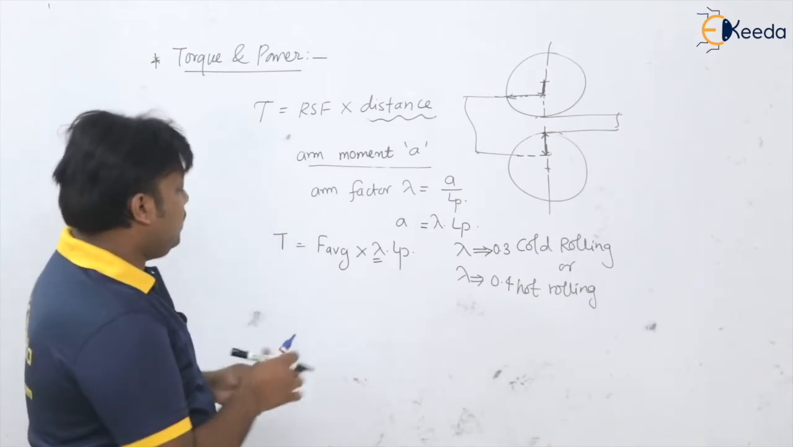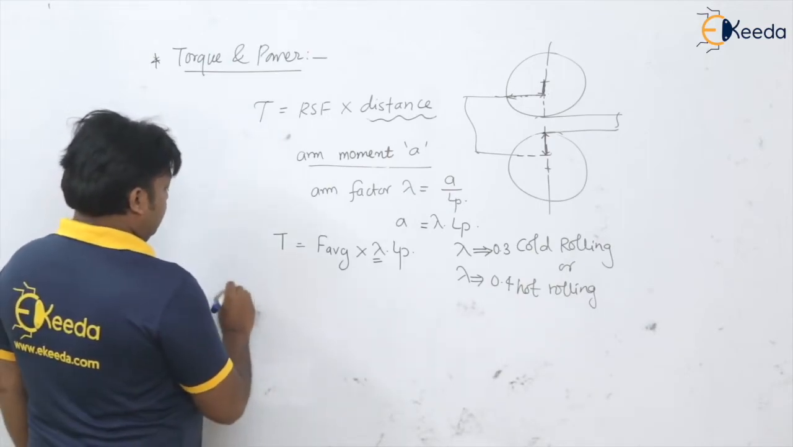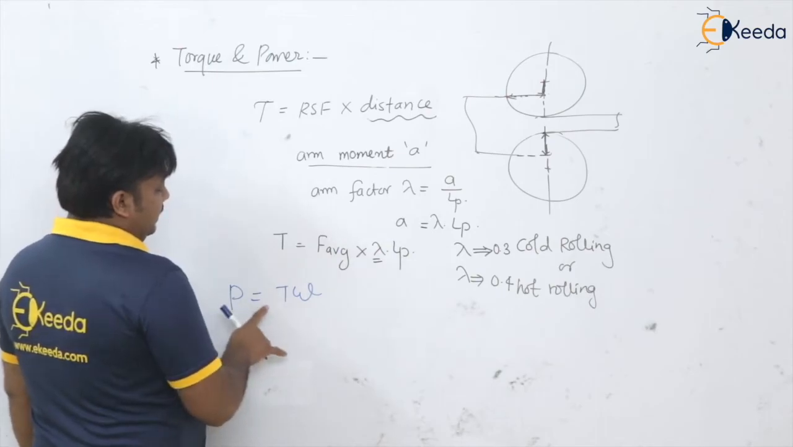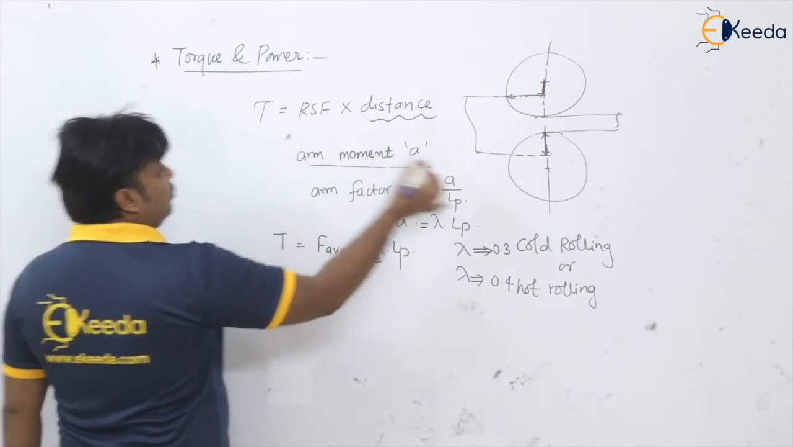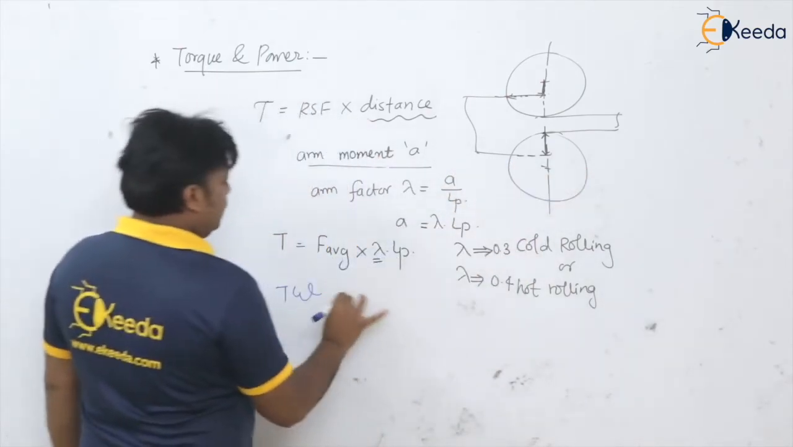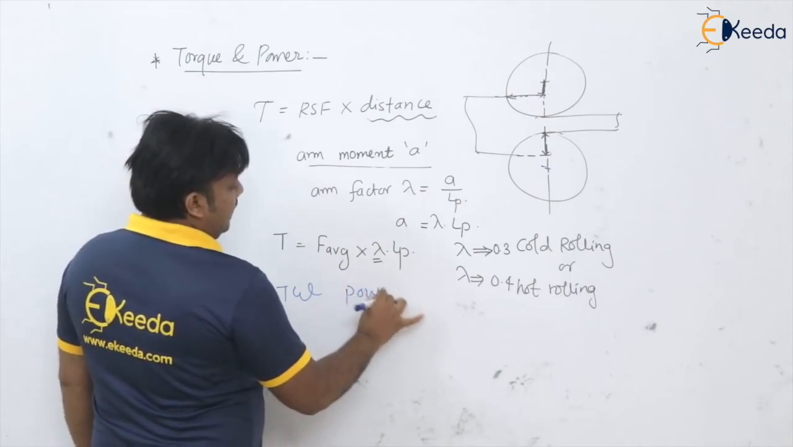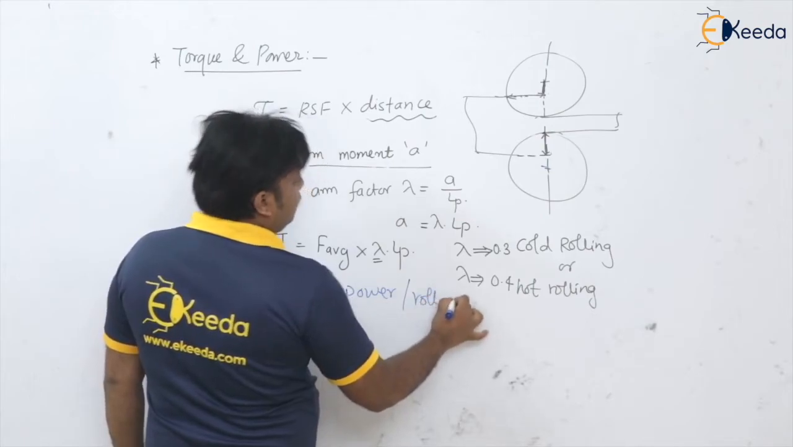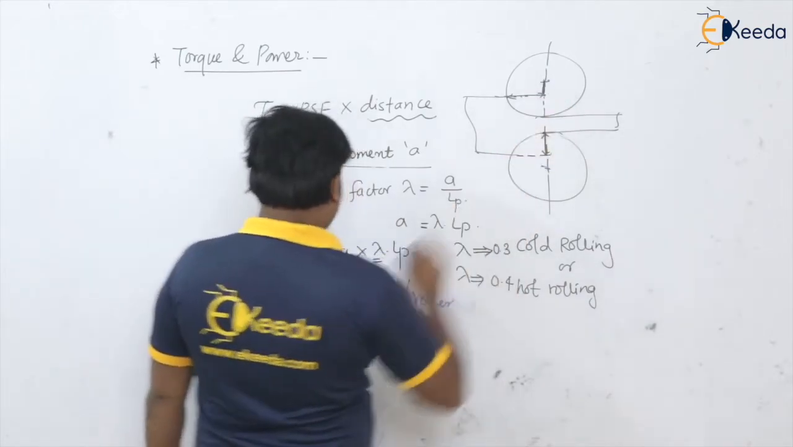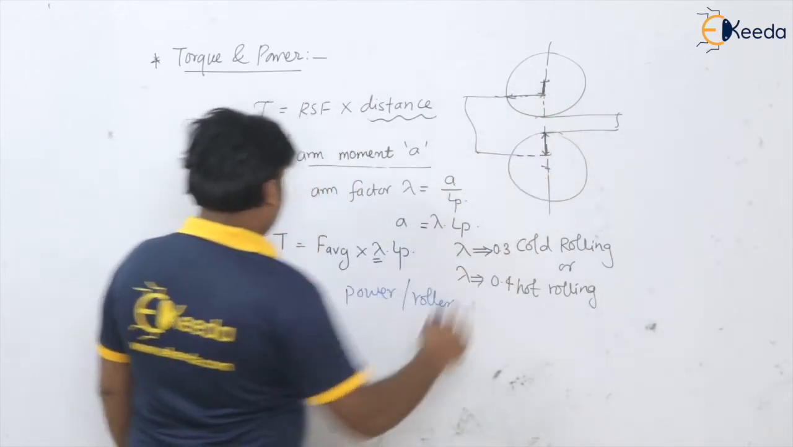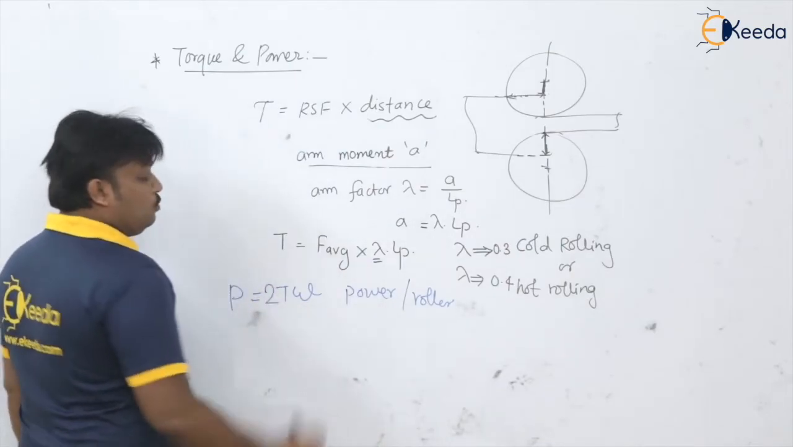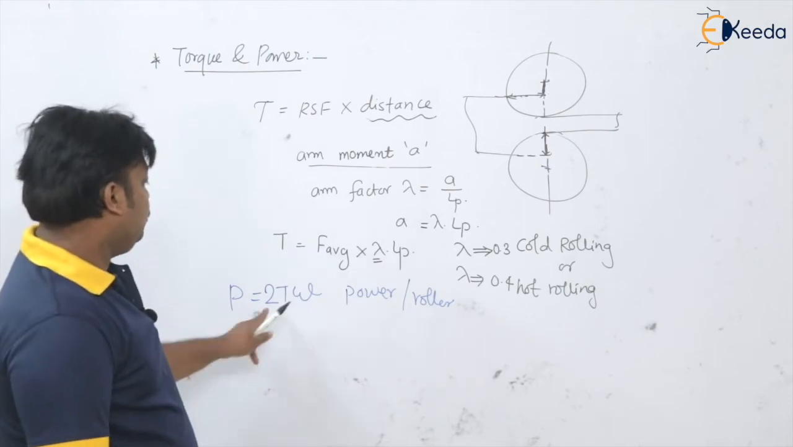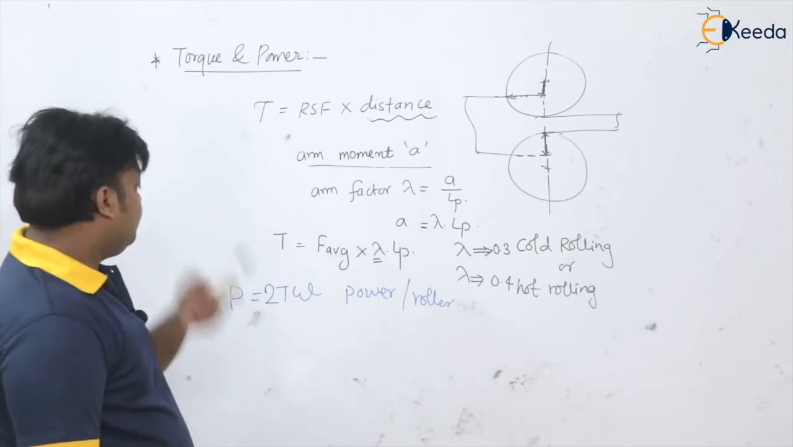Now what is power? You know that power is equal to T times omega. Okay, and here how many rollers are there? So this is the power in watts, power per roller. So the power of one roller will be this. How many rollers are there here? Two rollers. So how much total power will come? 2 times T into omega. Okay, 2 times T into omega.